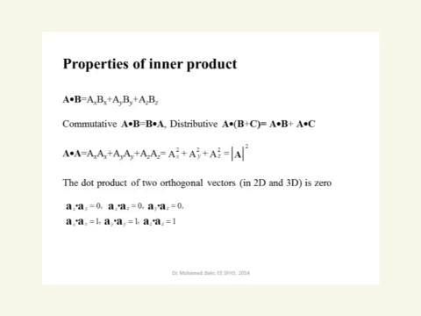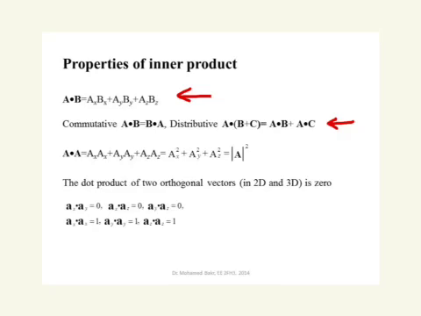Inner product of vectors is commutative. As you can see from the expression we have here, it doesn't matter if you reverse the B component or the A component. So A dot B is equal to B dot A. It's also distributive over addition. So A dot (B plus C) is equal to A dot B plus A dot C.